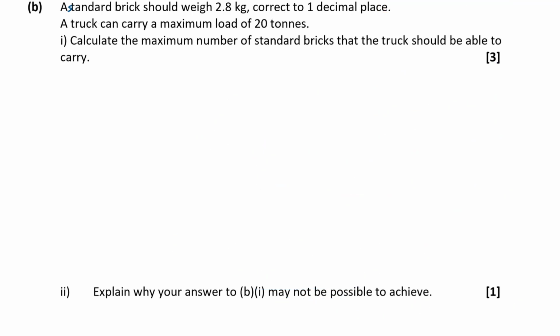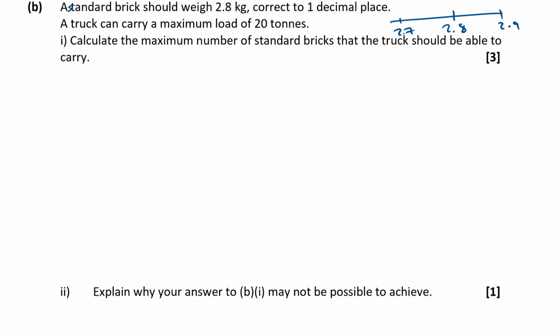Part B says a standard brick should weigh 2.8 kilograms, correct to 1 decimal place. A truck can carry a maximum load of 20 tons. Calculate the maximum number of standard bricks that the truck should be able to carry. Okay, so again, we've been given this number correct to 1 decimal place. I'm going to take the same approach as I did last time. I'm going to draw a number line, I'm going to mark on the number they gave me, which is 2.8. I'm going to mark 1 up on the scale, 2.9, and 1 down on the scale, 2.7.